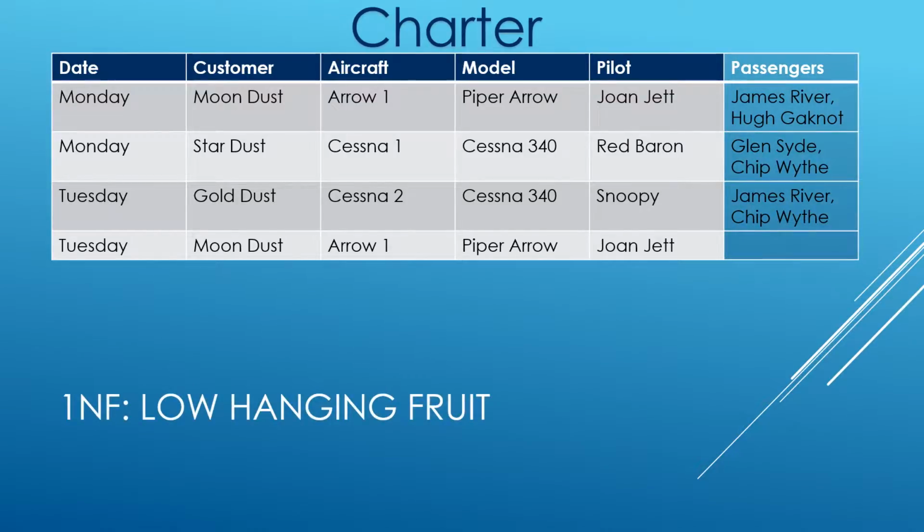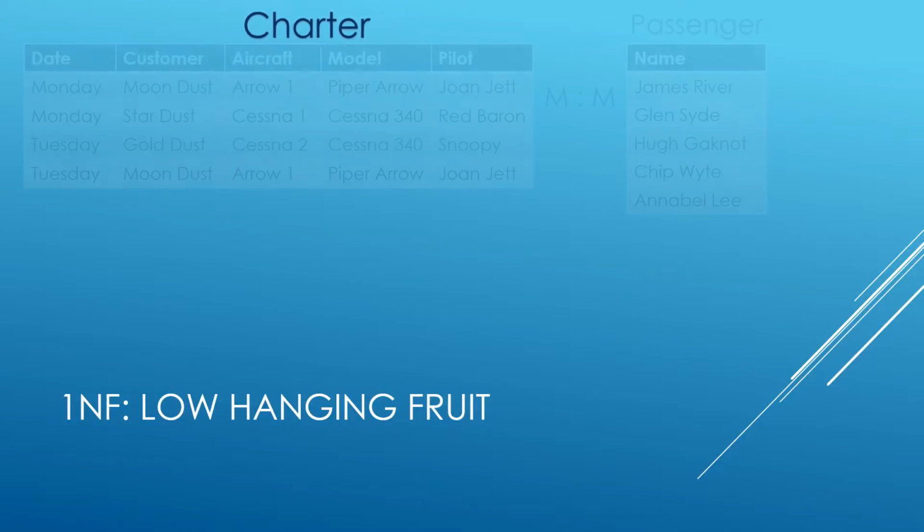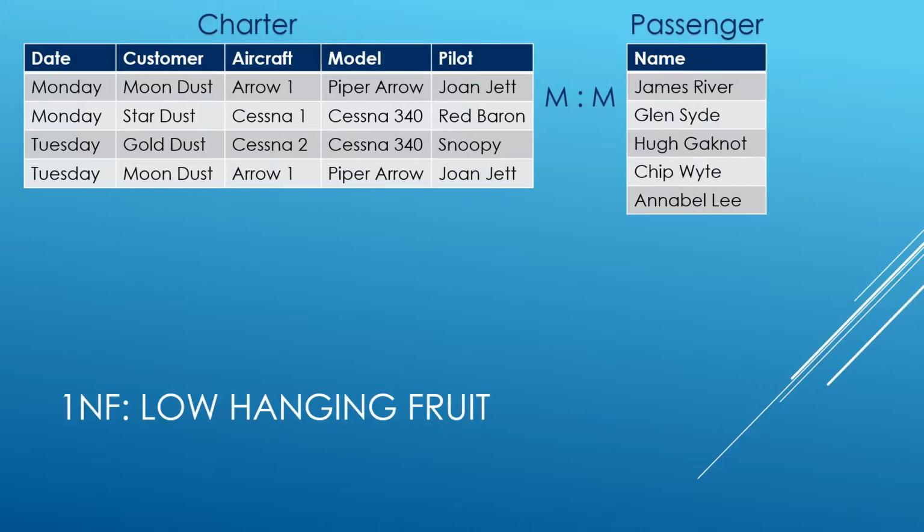So the low-hanging fruit here are the passengers. If you remember, first normal form says no repeating groups. Repeating group again means that we have more than one value for an attribute. So passengers, as you can see, we have multiple values. For the first charter, we have James River and Huguenot. Second one, we have Glenside and Chippewa. So the low-hanging fruit says these don't belong here because this violates first normal form. So we'll select passengers and we'll move them off to the side for now. Later on, we'll come back and deal with passengers on the many-to-many relationship.